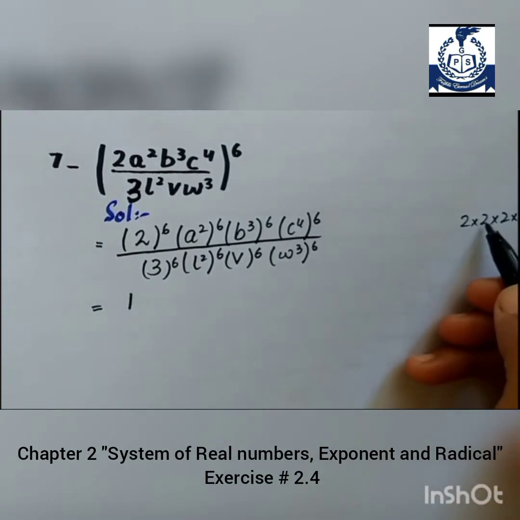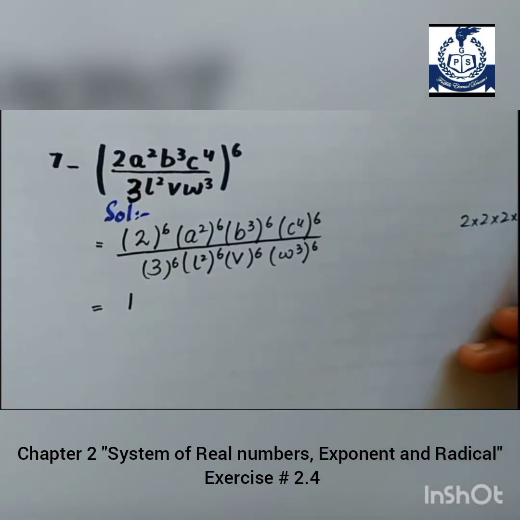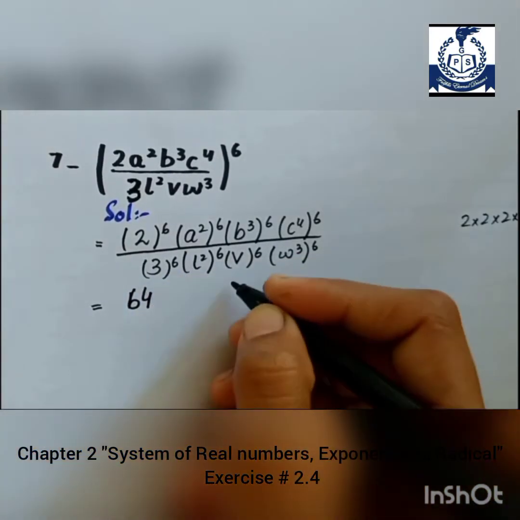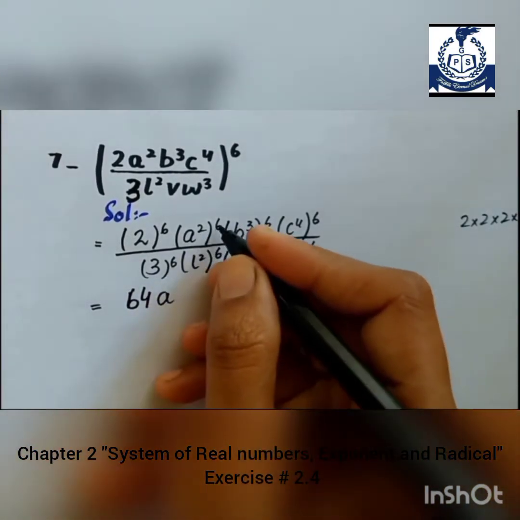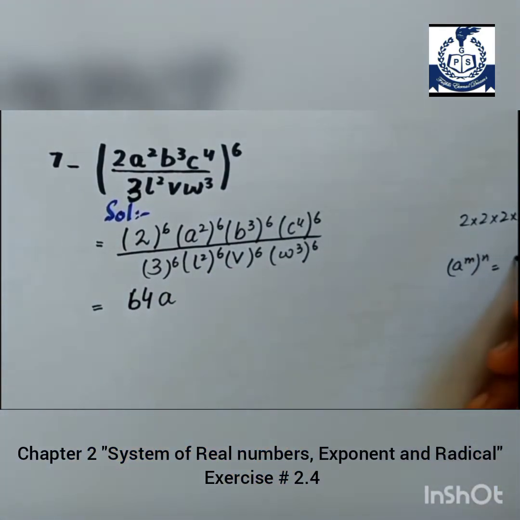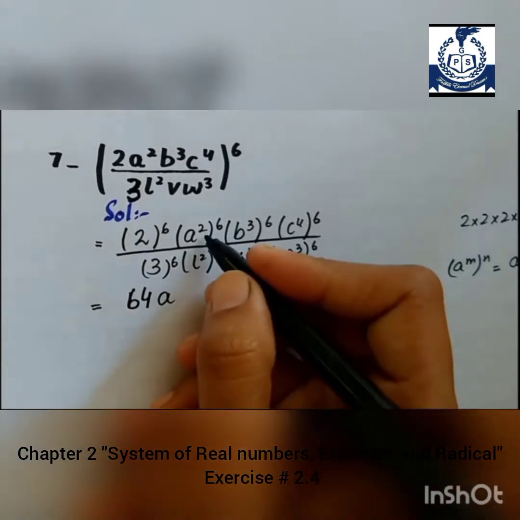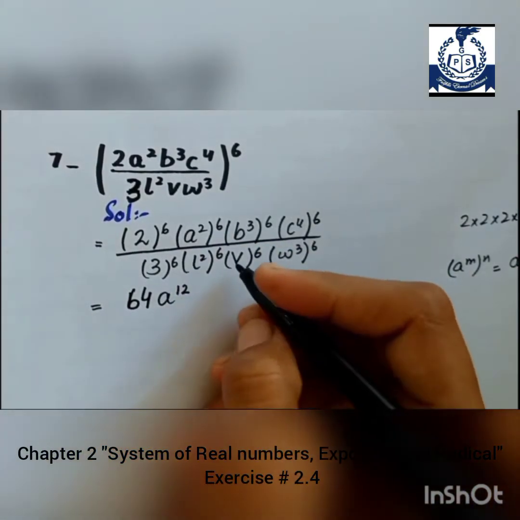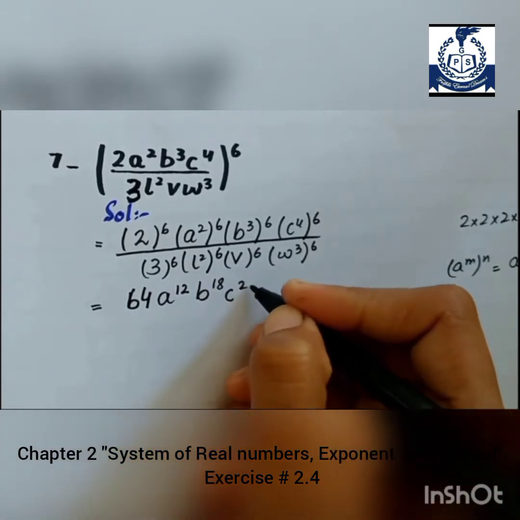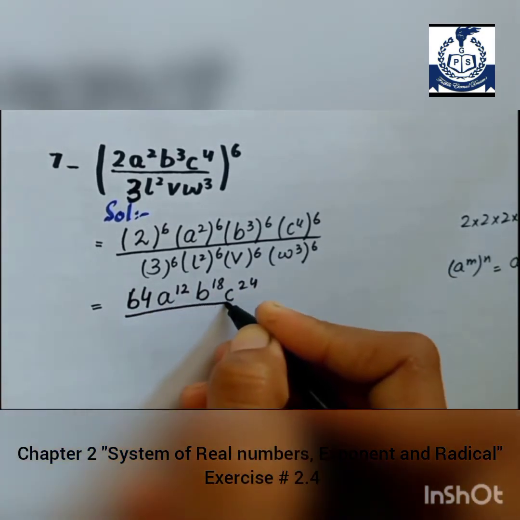2 has power 6, so we multiply 2 6 times. So 2 multiplied by 2 multiplied by 2, so we get the answer 64. 2 has power 6 which is equal to 64. A 2 multiplied by 6, A M N, so power multiply, so 2 multiplied by 6. 3 6 are 18, C and 4 6 are 24.